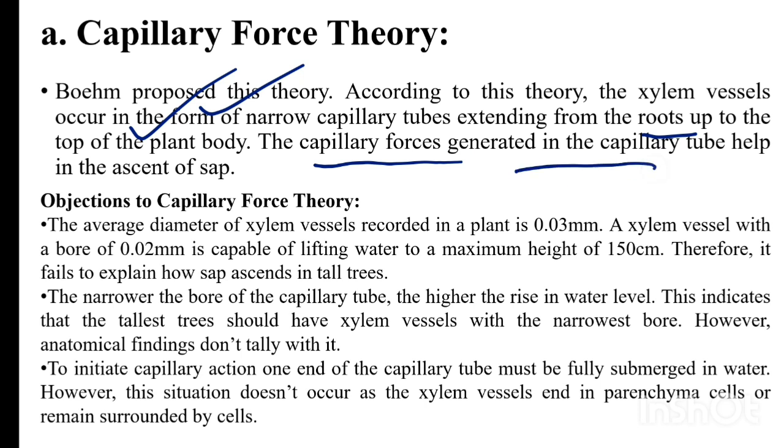Capillary force generated in a capillary tube helps in the ascent of sap. But what are the objections? The average diameter of a xylem vessel recorded in plants is about 0.03 micrometer. A xylem vessel with a bore of 0.02 is capable of lifting water to a maximum height of 150 centimeter. Therefore, it fails to explain how sap ascends in very tall trees. So, these are the objections, and the capillary force theory failed to explain the mechanism underlying the ascent of sap.